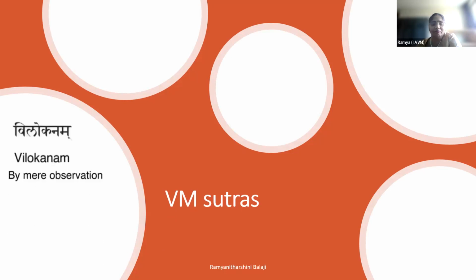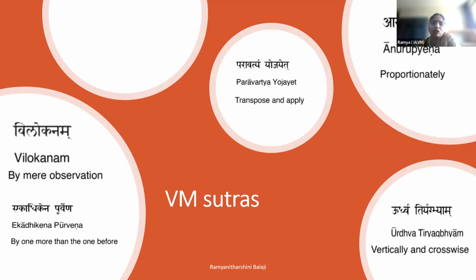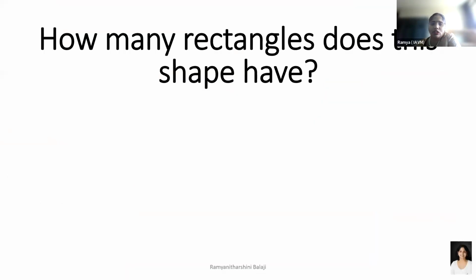So the Vedic mathematics sutras involved here are several. Let me just say about it: Vilokanam, then Ekadhikena Purvena, Paravartya Yojayet, which is my favorite sutra, and all my 3 research papers so far have had transpose and apply in them. This has vertically and crosswise and proportionately and also by elimination and retention. So today I'm going to talk about 2 scenarios.